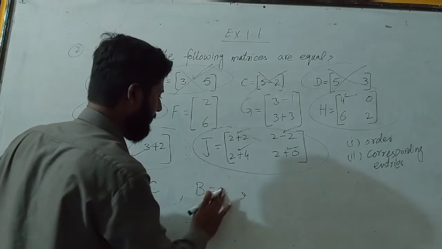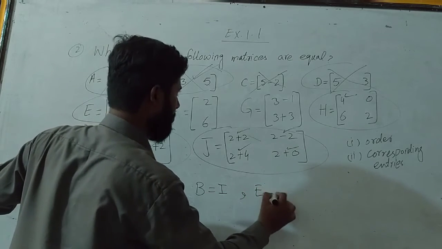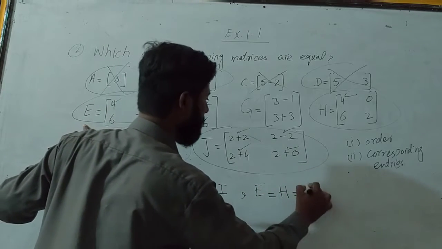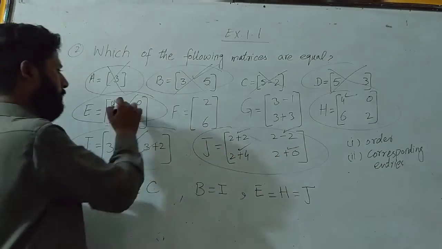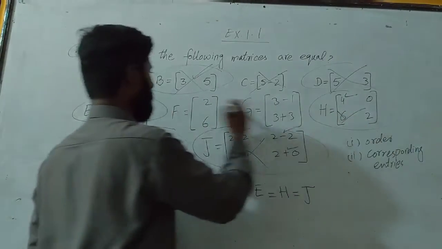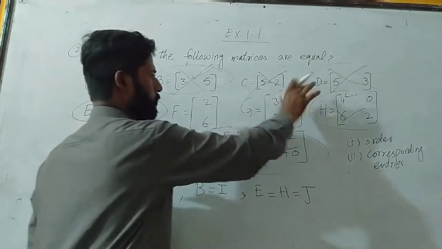So we will write it as E is equal to H is equal to J. Now only two matrices are remaining to us. Both are F and G. So their order is same, 2 by 1, 2 by 1.